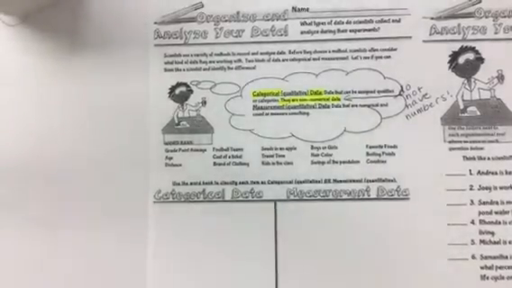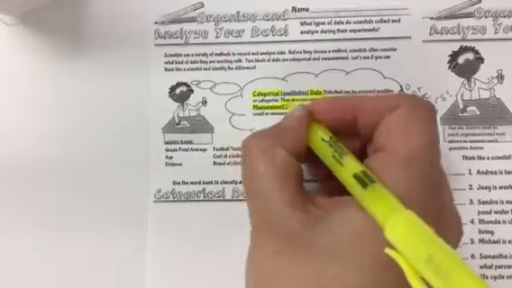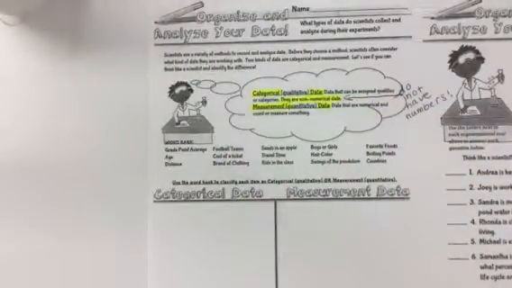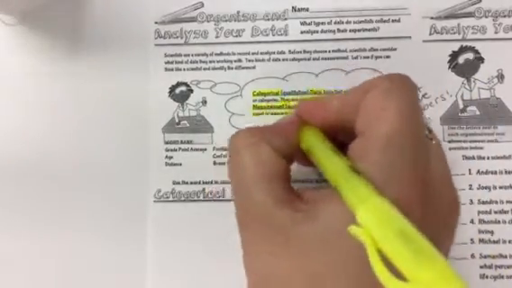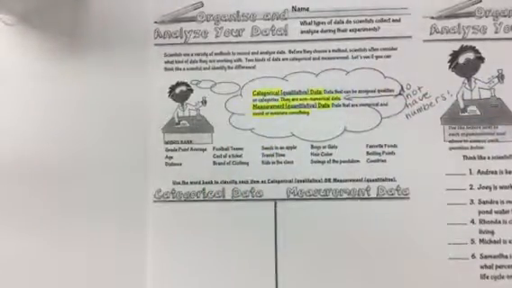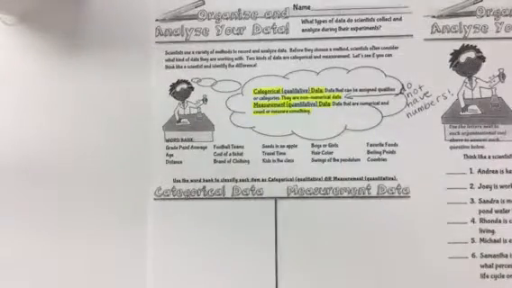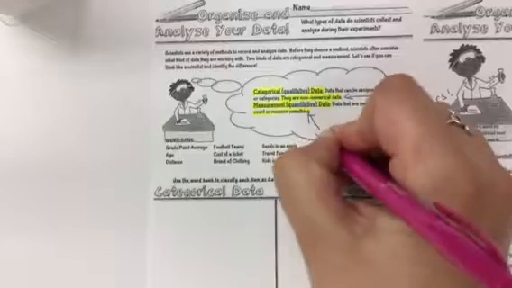On the opposite end, we have measurement data. And that sounds exactly like what it is. It's data that you can count or measure. So let's say that I was dropping a ball from off the roof, and I was counting how many seconds it took to get to the ground. That would be measurement data because I would have a number afterwards. 10 seconds maybe. So this is something that has a number.